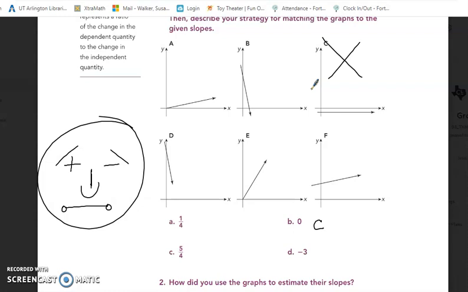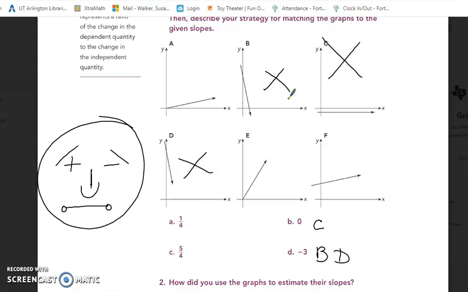Then the next one, when I look at these, I have a negative. Well, negative has to go down. So, nope. This one goes down. This one goes down. This one goes up. This one goes up. So it can't be these two. Okay? So I'm going to go on and cross these out because these only work for negative slopes.